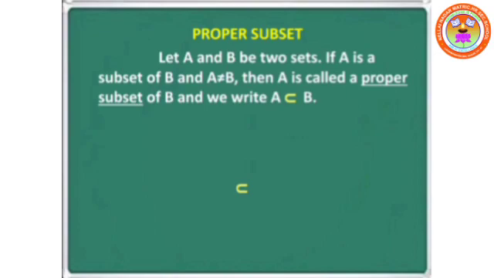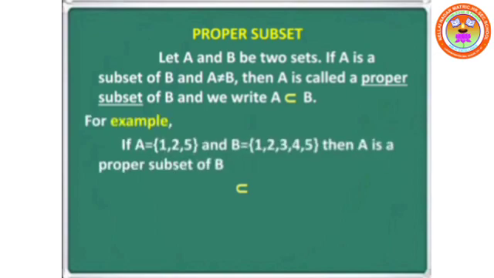Now, for example, if A equals the set {1, 2, 5} and B equals the set {1, 2, 3, 4, 5}, then A is a proper subset of B. By seeing it, we can say every element of A is also an element of the set B and A is not equal to B. Therefore, A is a proper subset of B.